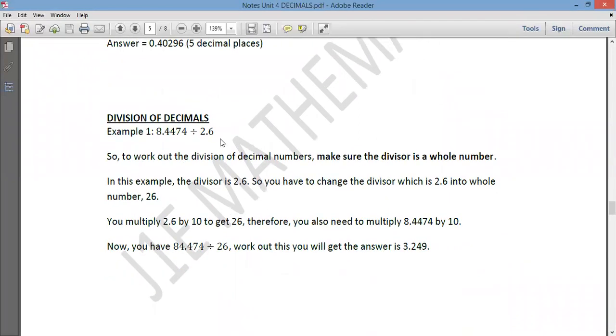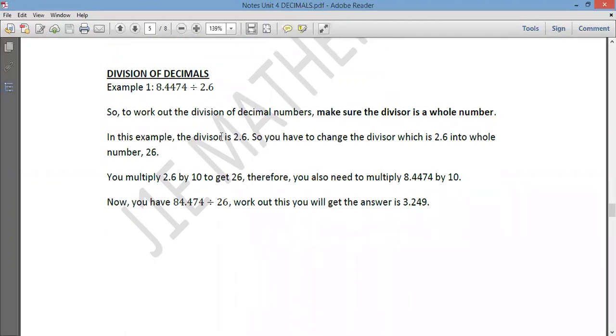Okay, next one, division of decimals. Example 1. To work out the division of decimals, make sure the divisor is a whole number. Which one is the divisor? In this question, the number that you divide by is the divisor. So in this question, the divisor is 2.6.